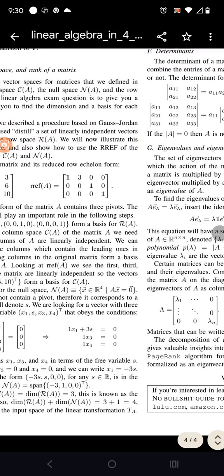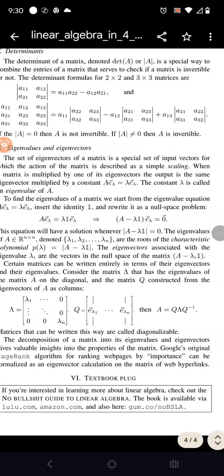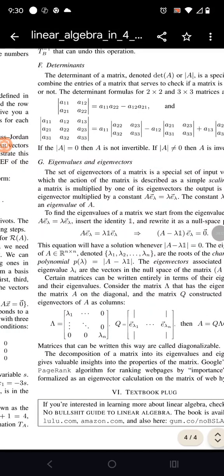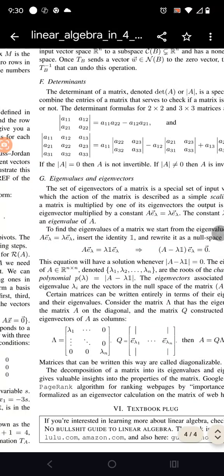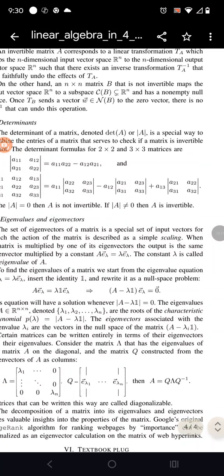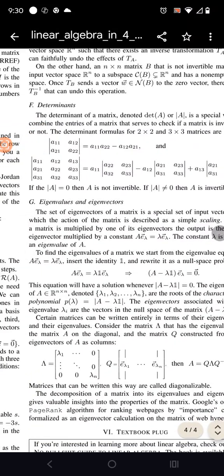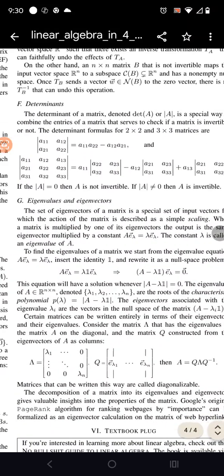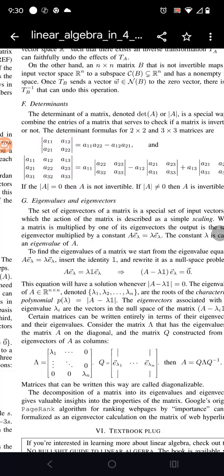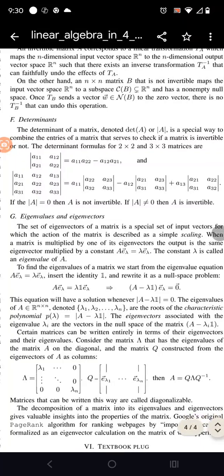Now on the final topic of this 4-page thing, eigenvalues and eigenvectors. The set of eigenvectors of a matrix is a special set of input vectors for which the action of the matrix is described as a simple scaling. When a matrix is multiplied by one of its eigenvectors, the output is the same eigenvector multiplied by a constant lambda. So A times e_lambda equals lambda e_lambda. The constant lambda is called an eigenvalue of A.